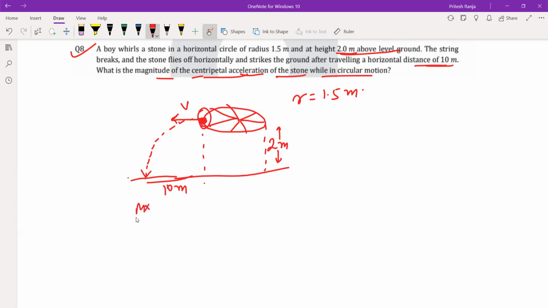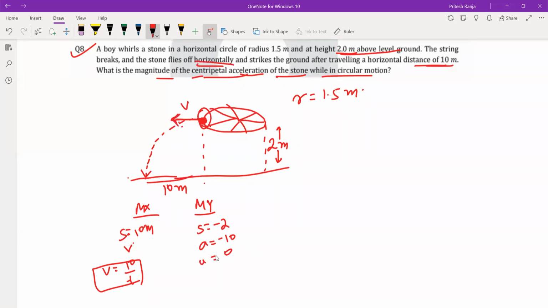So motion along x and motion along y. So along x, what is the displacement? 10 meters. What is the speed? v. So we can say speed is equal to distance by time. That's one equation. Along y, displacement is -2, acceleration is -10, and initial velocity is 0, right? Because the total velocity is only horizontal. It's written, it is left horizontally.